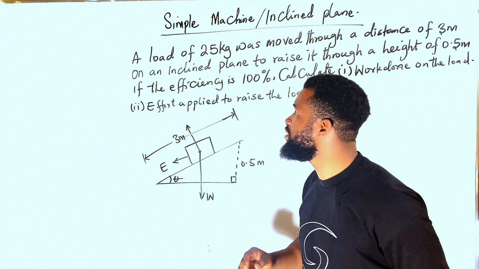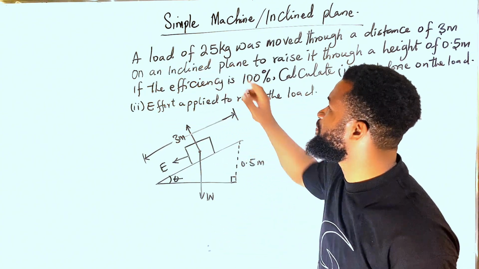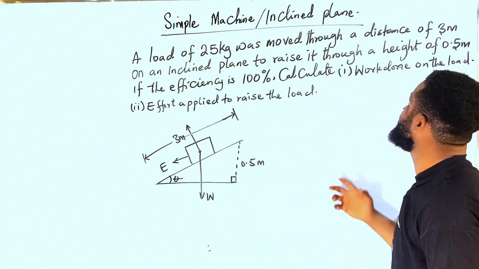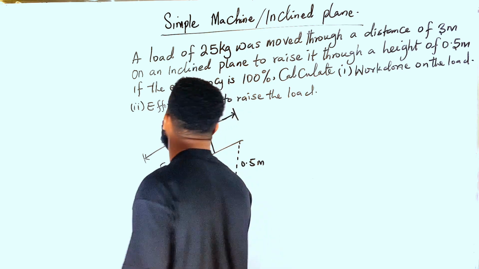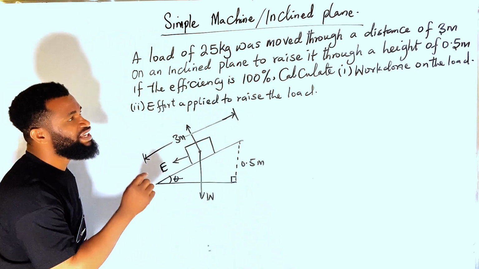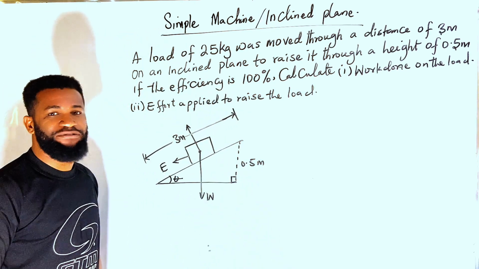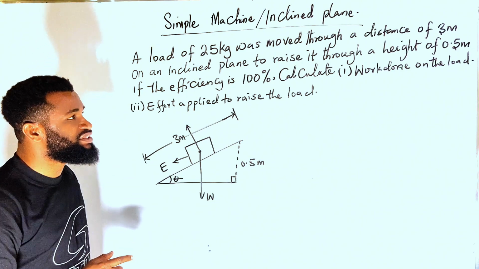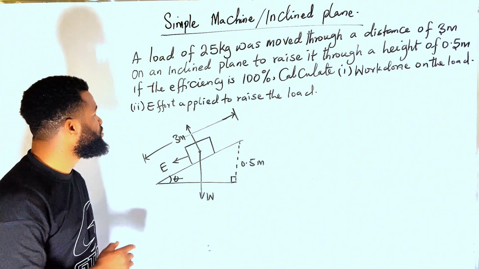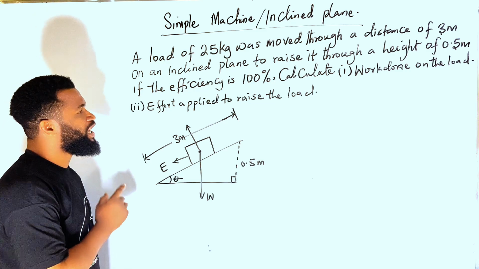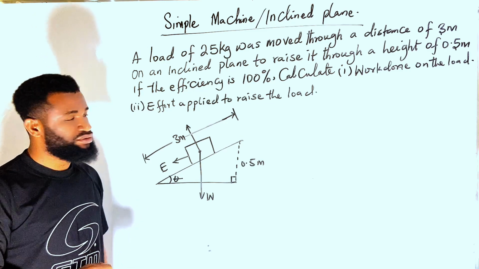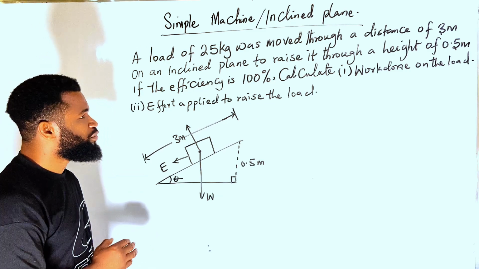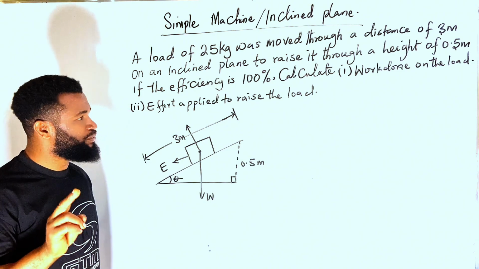Now look at this question. It said that a load of 25 kg was moved through a distance of 3 meters on an inclined plane to raise it through a height of 0.5 meters. If the efficiency is 100%, calculate 1, the work done on the load, and 2, the effort applied to raise the load. On this question, I want to point out a few things for you.